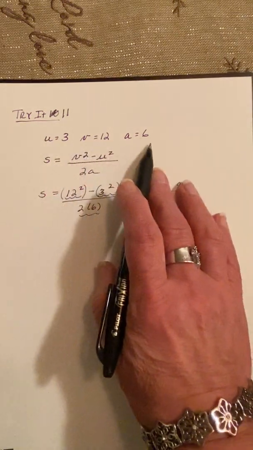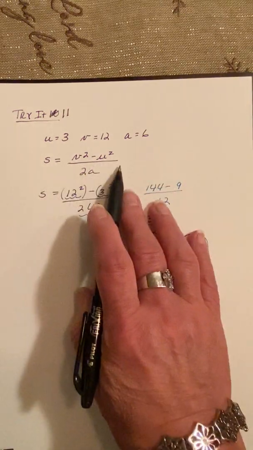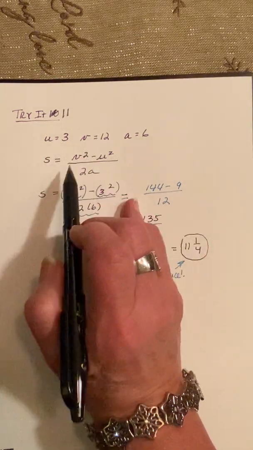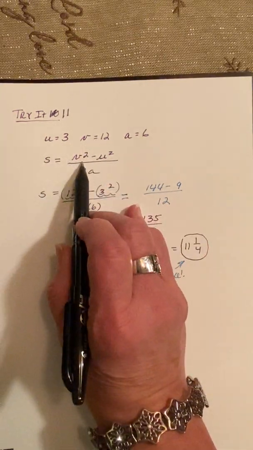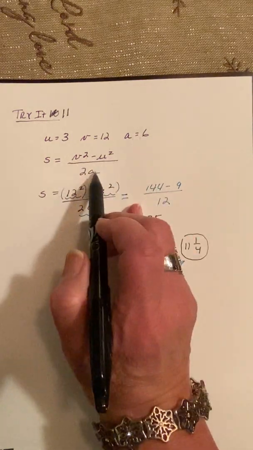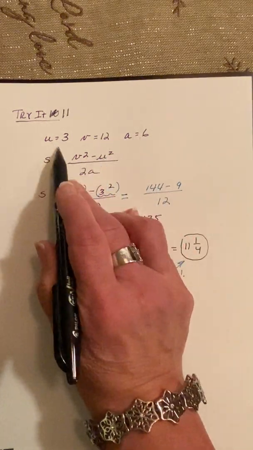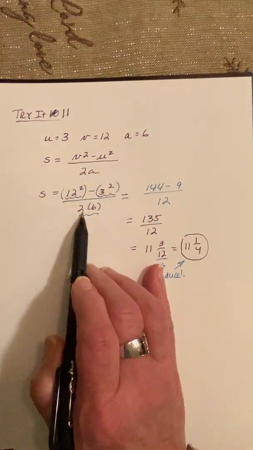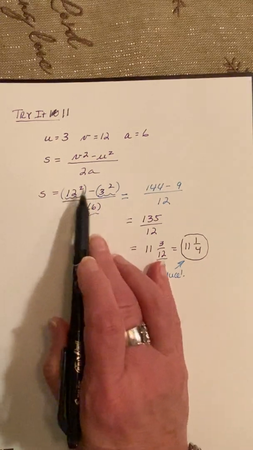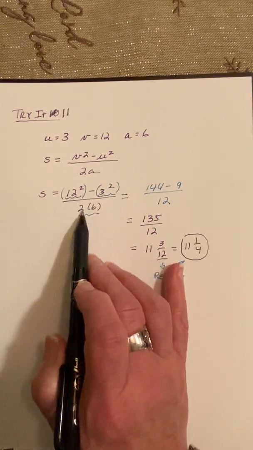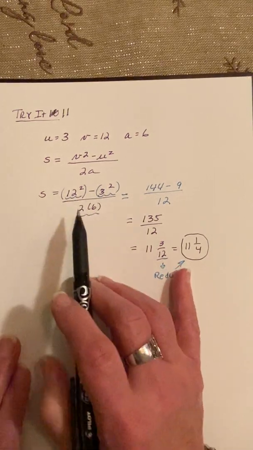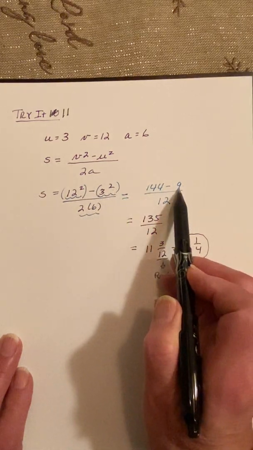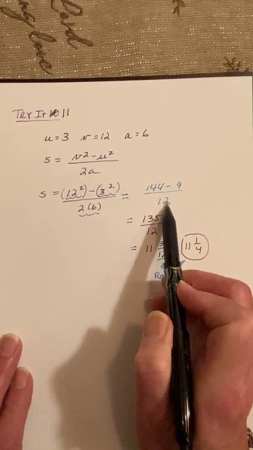I always like writing what the values are worth, and then I write the formula and I plug it in. So here I go. I'm plugging 12 into V's position, 6 into A's position, and 3 into U's position. So I end up with S equals 12 squared minus 3 squared over 2 times 6. So I have to do this part minus this part over this part. So I'm going to do the 3 parts. 12 squared is 144 minus 3 squared is 9 over 2 times 6, which is 12.